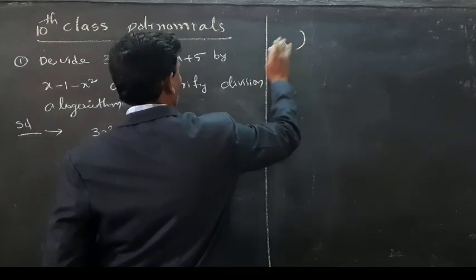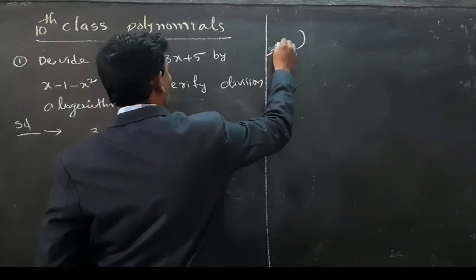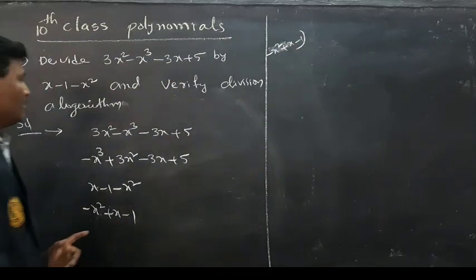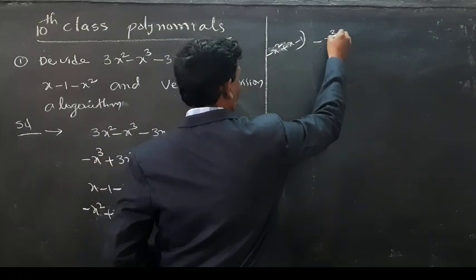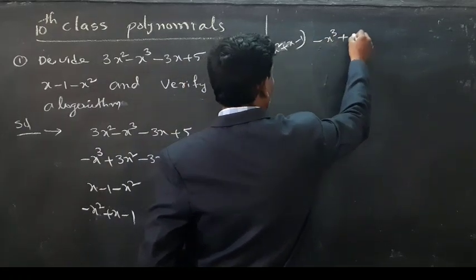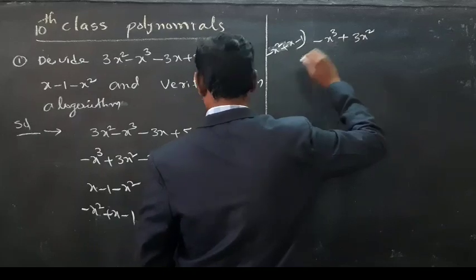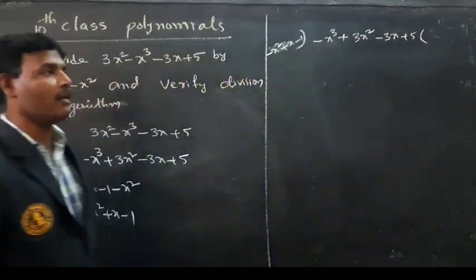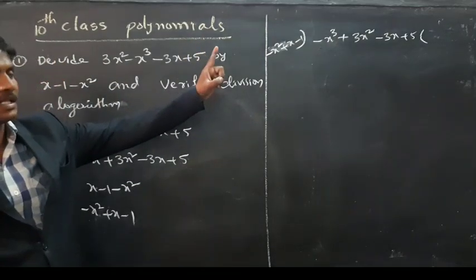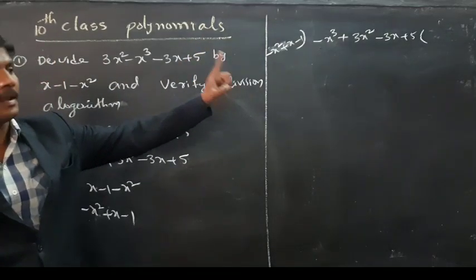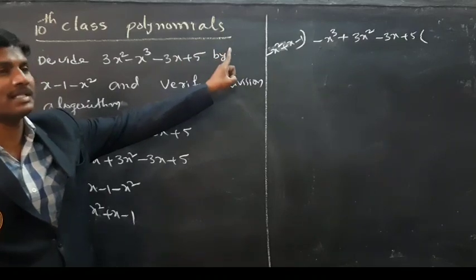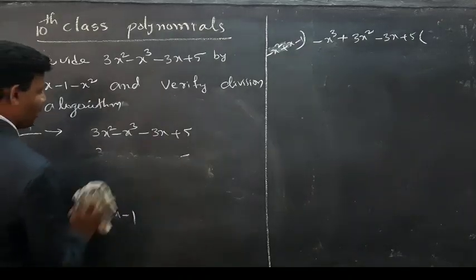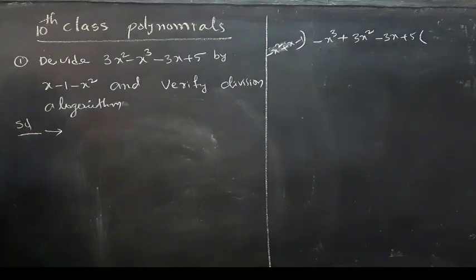So minus x cube plus 3x square minus 3x plus 5. Now you have to divide the polynomial minus x cube plus 3x square minus 3x plus 5 by minus x square plus x minus 1. To divide the polynomial, there are some steps.